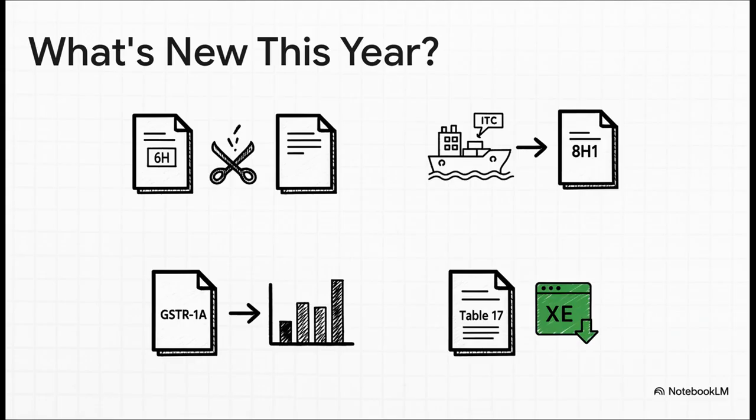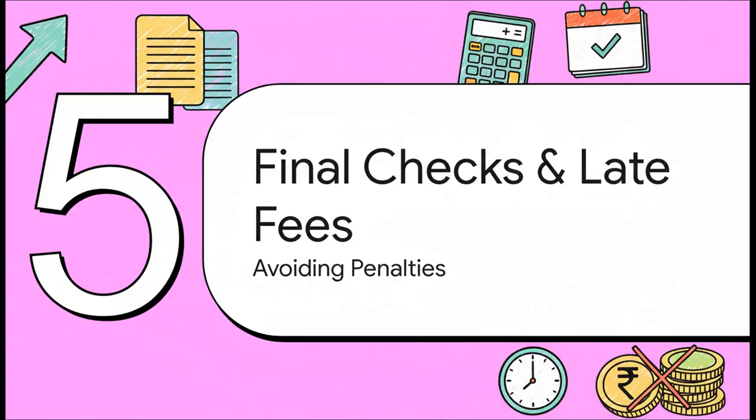That's a huge win. Second, they've added a new row, Table 8H1, specifically to report ITC on imported goods that you claim in the next financial year. This brings a lot more clarity. Also, the system is now smarter. It pulls in values from GSTR 1A, your amendments, when it auto-populates your sales figures. And finally, a nice little bonus, there's a new downloadable Excel file to help you consolidate all your HSN details for Table 17.